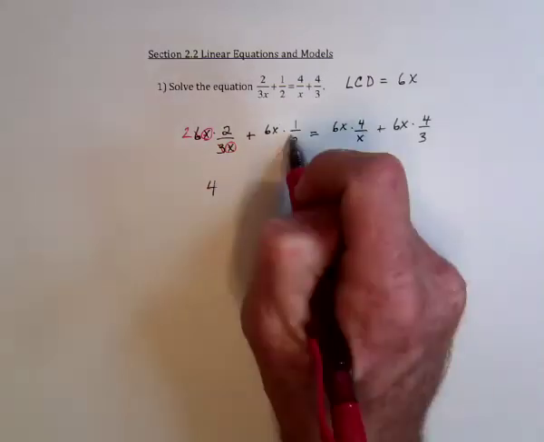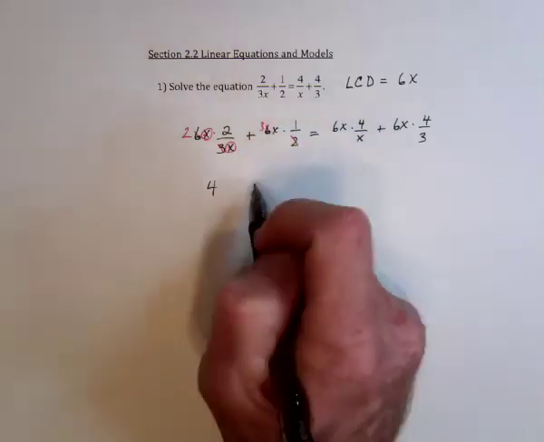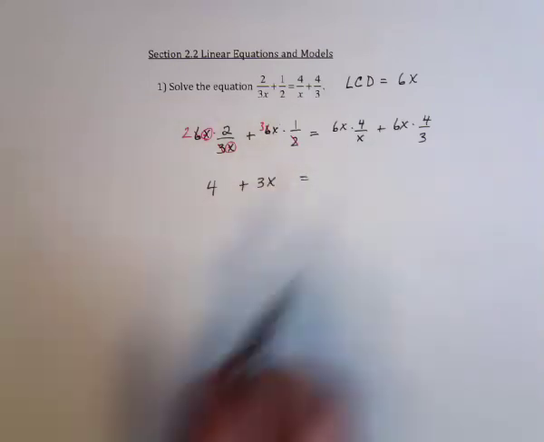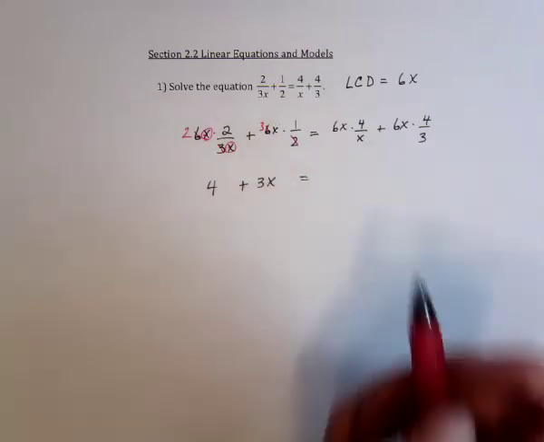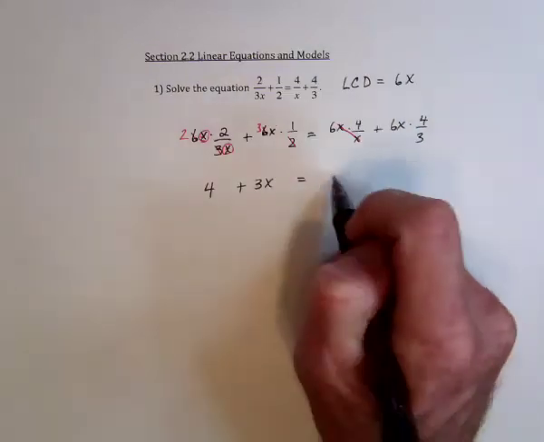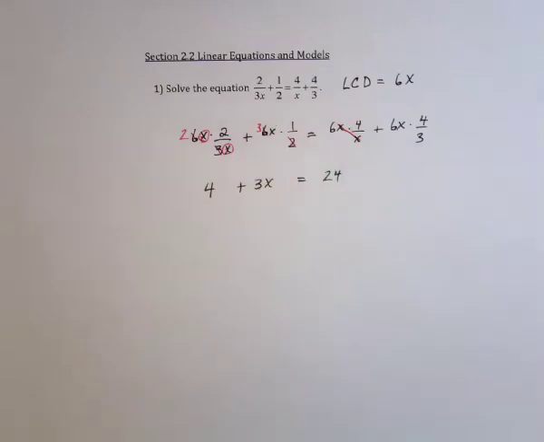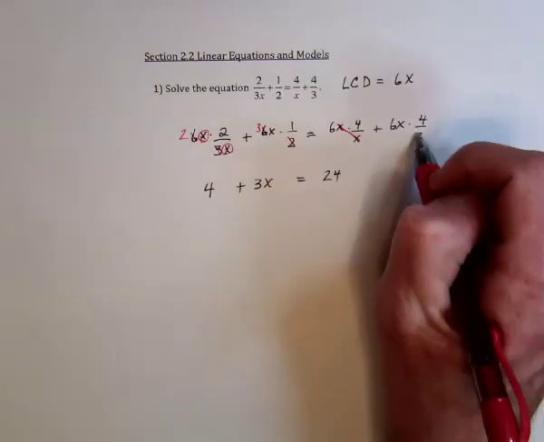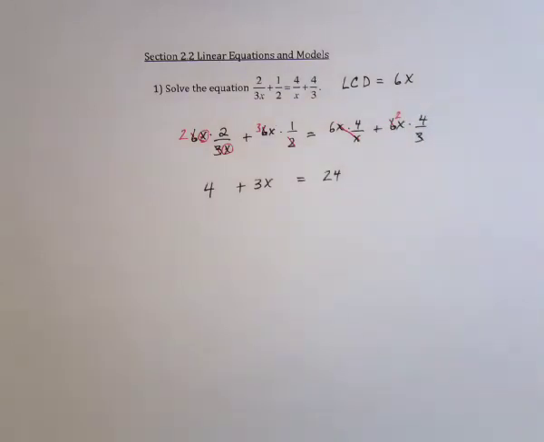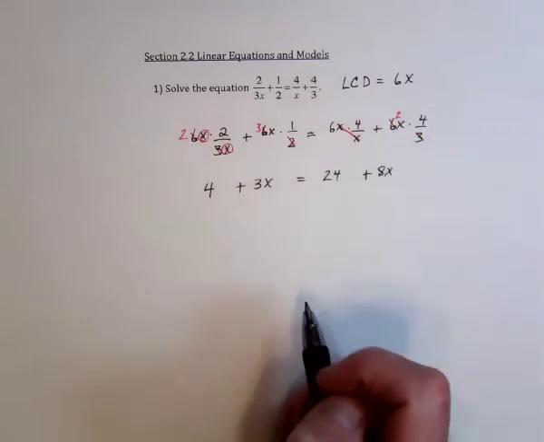This next one says cut the 6 in half. That leaves a 3 times x. And on the other side we've got these x's canceling, leaving just a 6 times 4. And over here a 3 divides into a 6 2 times. So we've got a 2x times 4 is 8x.